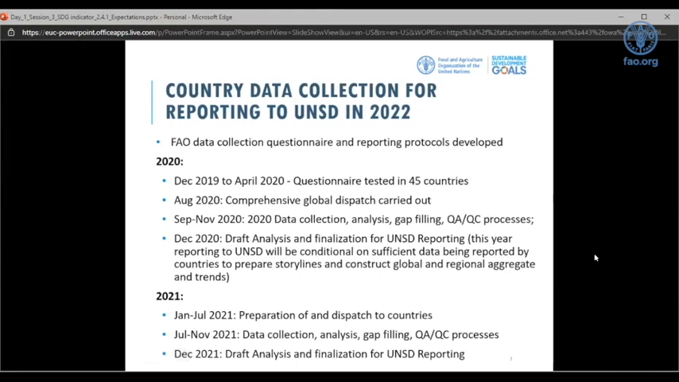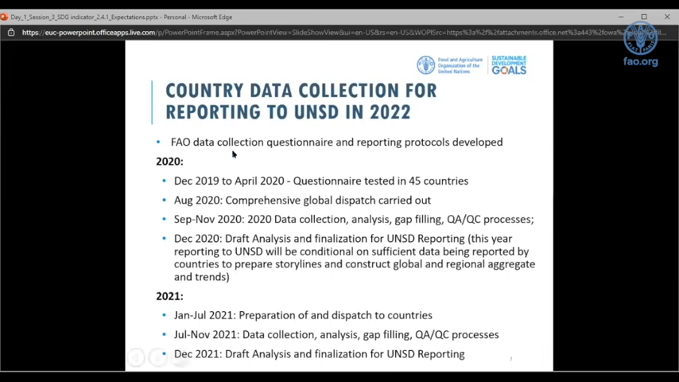And now, from a country data collection and reporting perspective, we have developed the FAO data collection questionnaire as well as the reporting protocols. Stefania will have a dedicated presentation on how countries will go about reporting on SDG 2.4.1 to FAO. So if you have any question related to the reporting part, please wait until that presentation, as most of the questions that you may have in your mind right now will get clarified during that presentation.